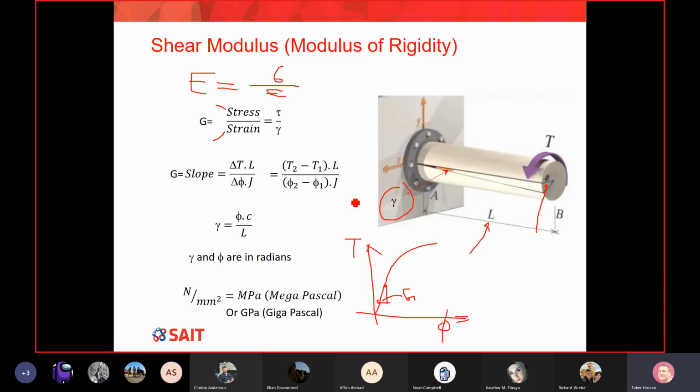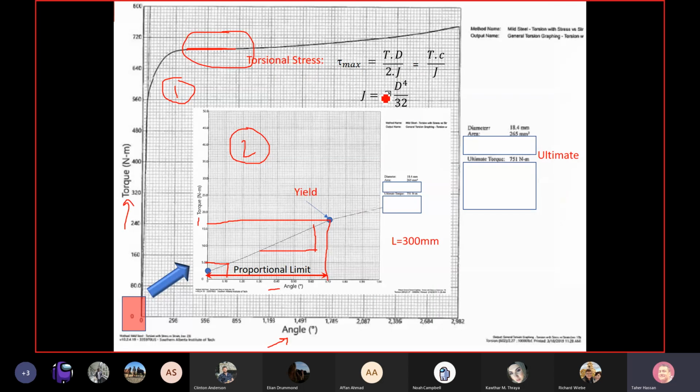So all you have to do is just find the J, which is not super science. The J is pi multiplied by d to the power 4 divided by 32. Here we go. Remember, this is pi. I apologize, I cannot fix it for unknown reason. So the J is pi multiplied by d to the power 4 divided by 32. So if you know the diameter, which is here, guys, look at this. This is the diameter of our specimen, 18.4 millimeter.